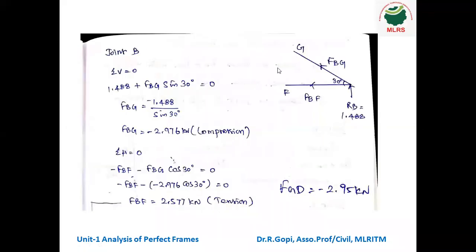This is joint A. Next, come to joint B. In case of joint B, it is the same, only two members are acting. So what is the vertical reaction?